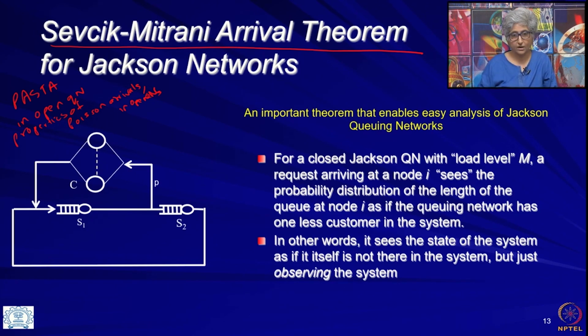Okay. Let me just go over what it is. For a closed Jackson queuing network with a load level. So, sometimes by the way we say load level for this number of clients or number of requests because it is an indicator of a load in the system.